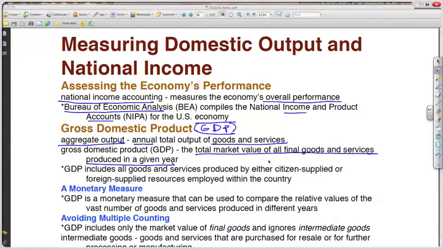So our GDP includes all goods and services made that are either citizen supplied or foreign supplied resources employed within the country. So goods and services produced on U.S. soil. We use GDP as a monetary measurement so we can compare relative values over different years of producing different amounts of goods and services.